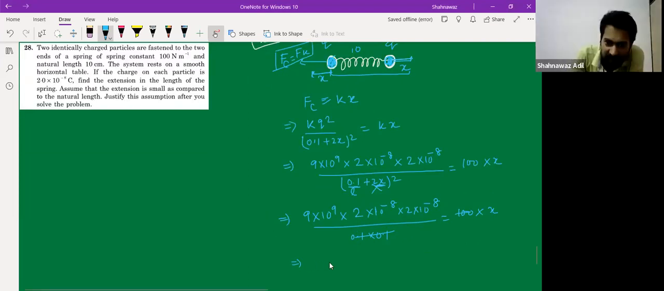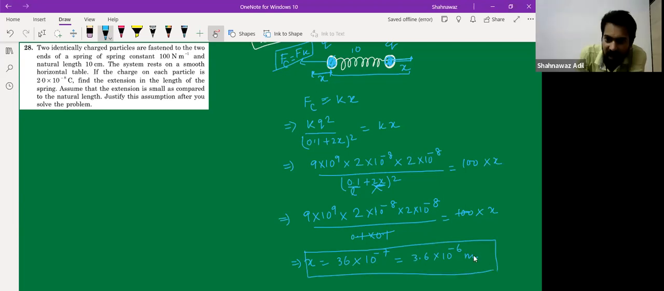So x would be, this is 8, 8, 16 and 9, 2s are 18, 2s are 36, right? So 36 into this is 16, so 10 to the power minus 7, right? So 3.6 into 10 to the power minus 6, and this is meter. So this would be the extension. You can see that this is of the order of 10 to the power minus 6. So that is why we neglected this part.